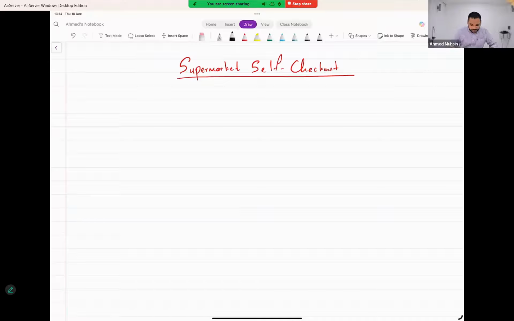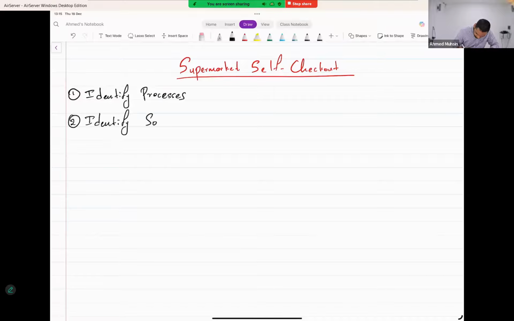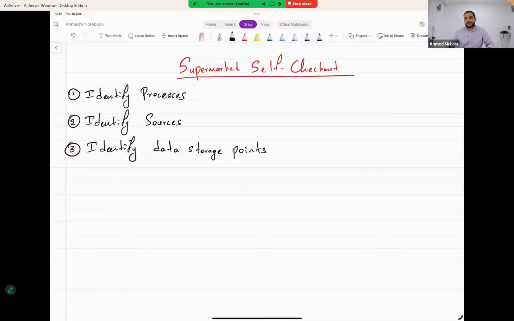Okay. So everybody, what were the 3 rules now? We first identify the processors. Number 2, identify the sources. And number 3, identify where the data is going to be stored. Identify data storage points. Are we all okay with this?